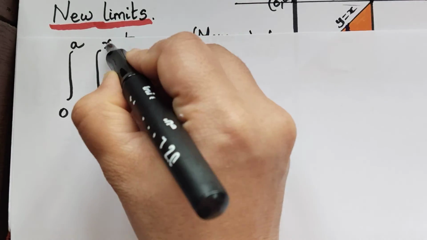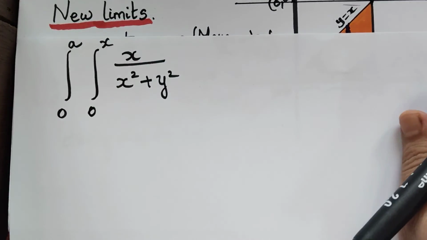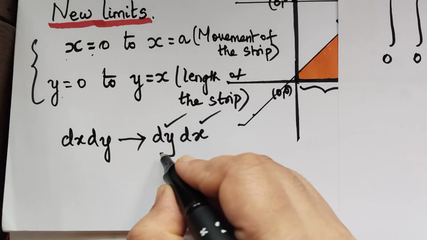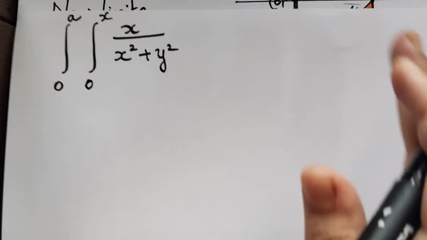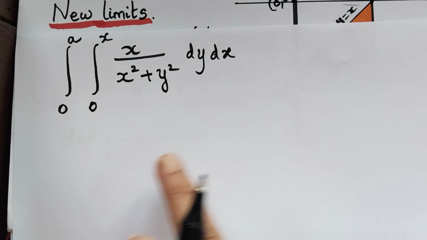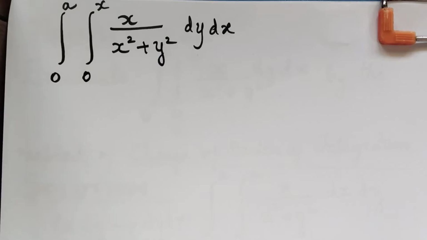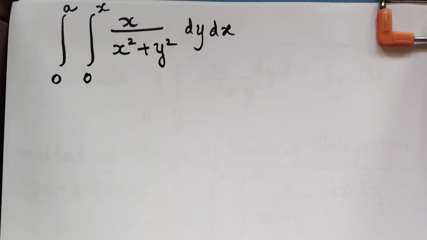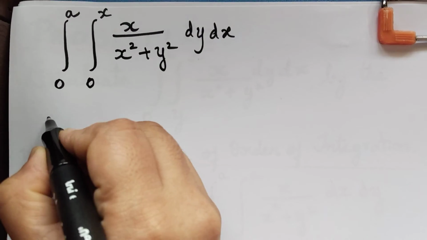So 0 to x. That is, this is y equal to 0, y equal to x. And now what is the order of integration? dy dx. So this is dy dx. Now we shall evaluate this integral. So now first we have to integrate with respect to y. So we will just rewrite this.